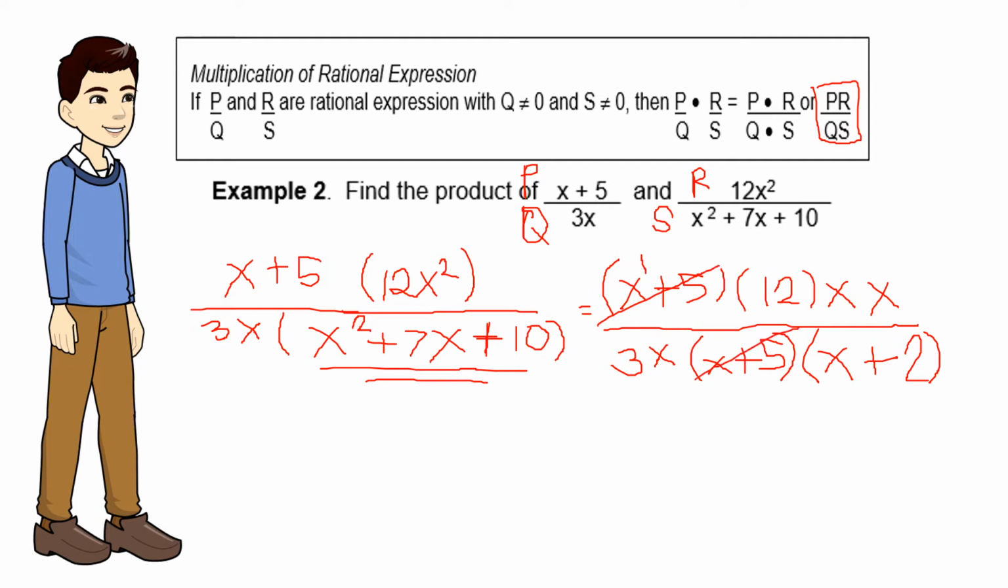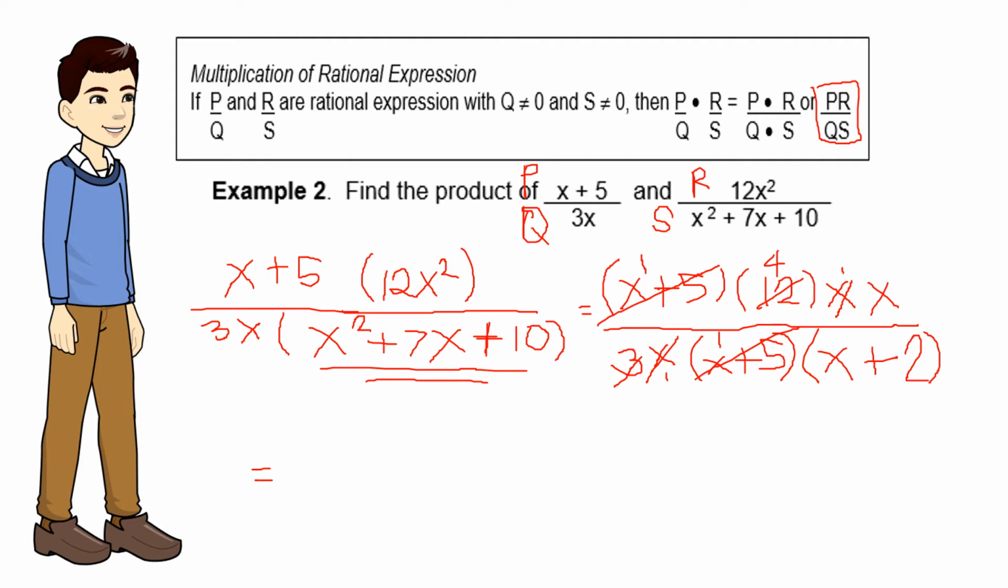Again, lagyan natin ng 1 ulit para hindi tayo magulo. Then yung isang x, ganoon din ang isang x sa taas. Consider this 1. Then yung 12, pwede natin i-divide sa 3. 12 divided by 3, so the answer is 4. May matitirang 4 sa taas. Then, punta na tayo sa ating final answer. Lahat ng natira sa taas, i-multiply lang natin.